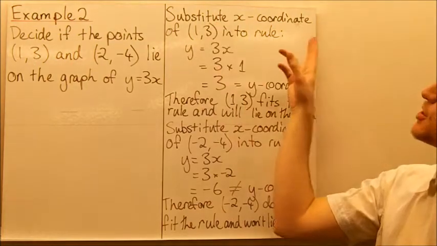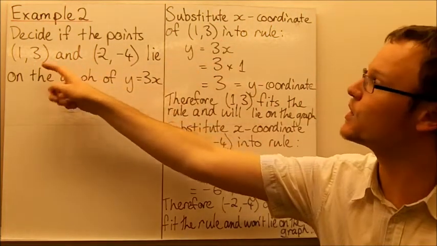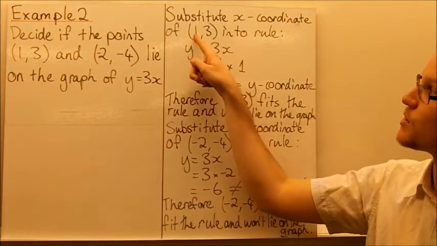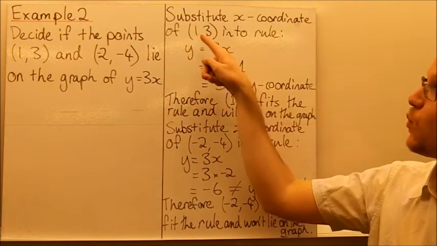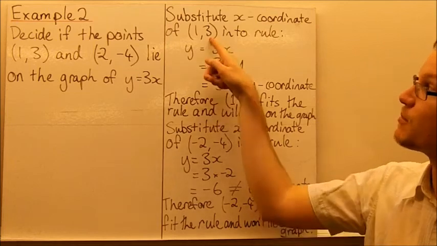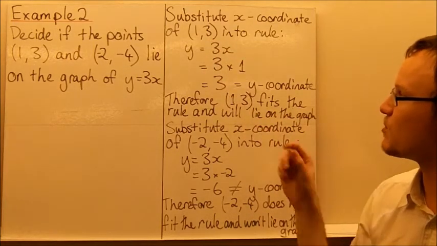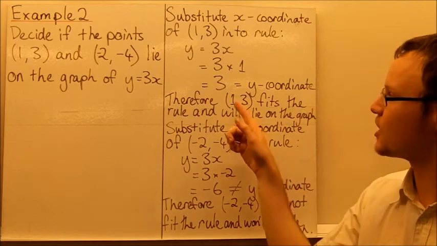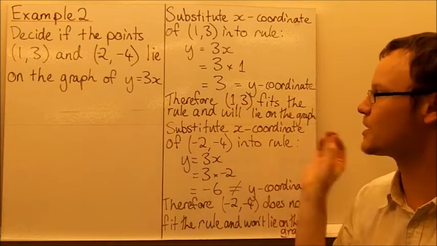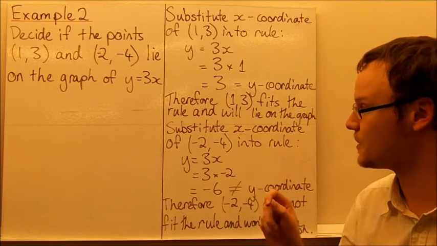So here, if we substitute the x coordinate for our first point, 1, 3, our x coordinate's 1, so y equals 3 times 1, and that equals 3, which is our y value, which is exactly what we want. That's the y coordinate, therefore it will lie on the line. So 1, 3 fits the rule and will lie on the graph. It's going to lie on that line.